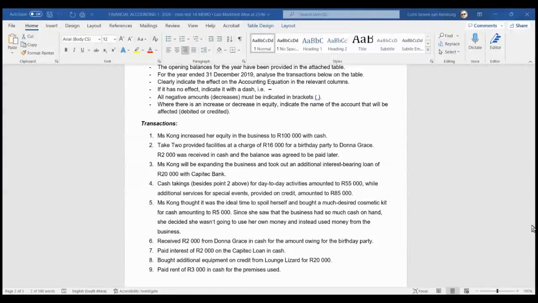Let's start with the elements again, ladies and gentlemen. Which elements will be affected? There are again two elements that will be affected. Sometimes you may find only one, sometimes two, sometimes three, but there are two elements being affected in this transaction. Can you type for us the two elements, please?